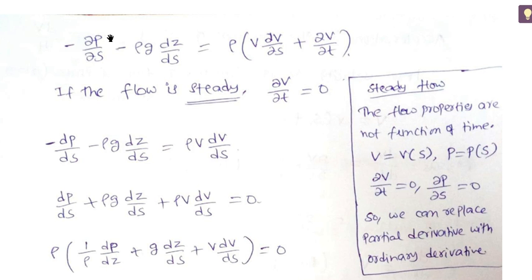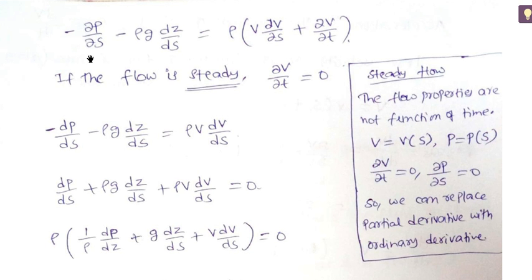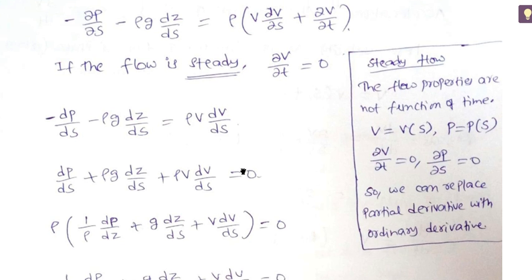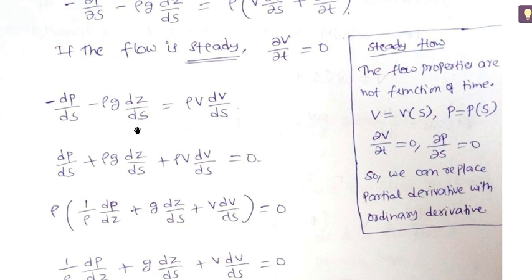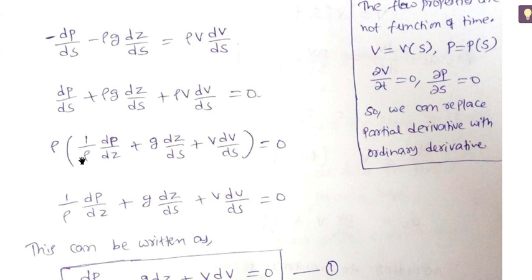One more thing: here it is a partial differential. Now we can replace this partial differential with an ordinary differential, since we have assumed the properties are not functions of time. Pressure is a function of space only, one variable, so we can replace partial with ordinary differential. Similarly, ∂v/∂s we can write as dv/ds since velocity is a function of space only. Now we can further simplify this equation by bringing these two terms to this side, equating to 0, and taking rho as common.